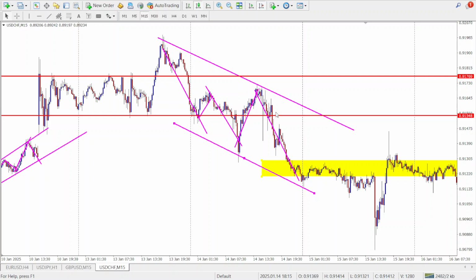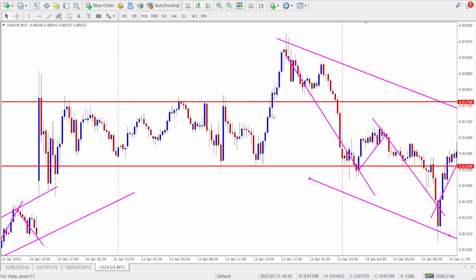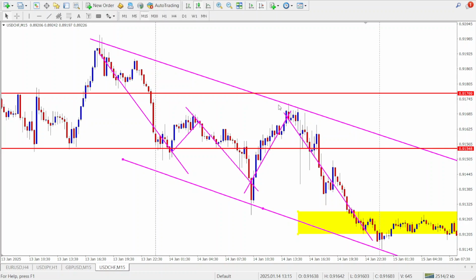Then ensure you confirm with price action. You can look for bullish engulfing candles, pin bars or doji near key levels, near resistance or support levels. That's going to confirm your reversal. And then ensure to use volume indicators.